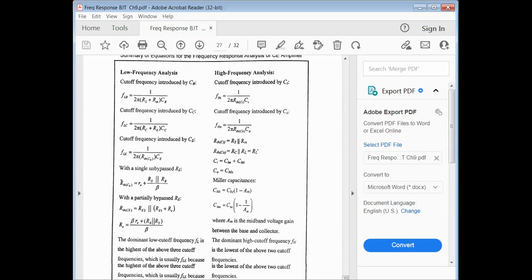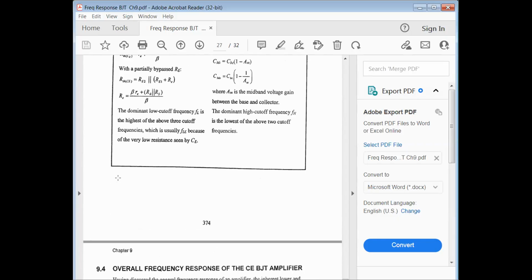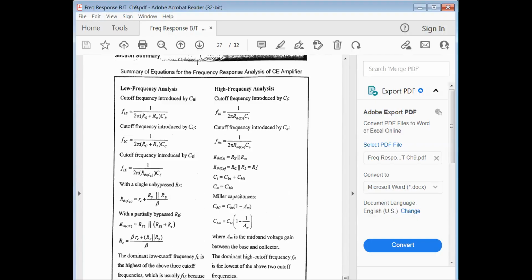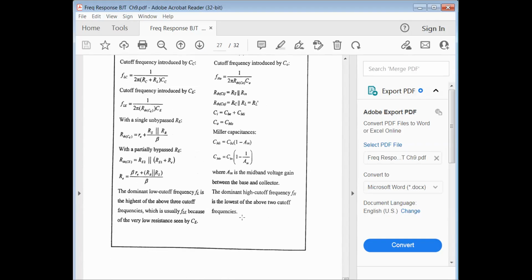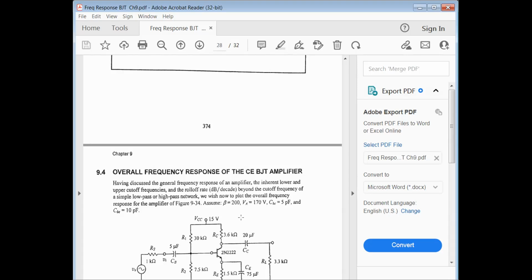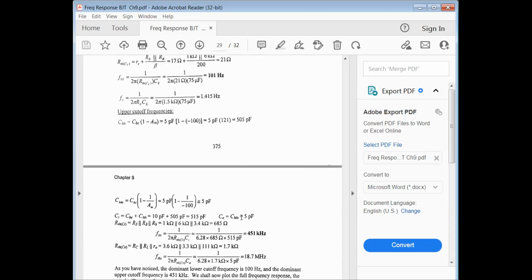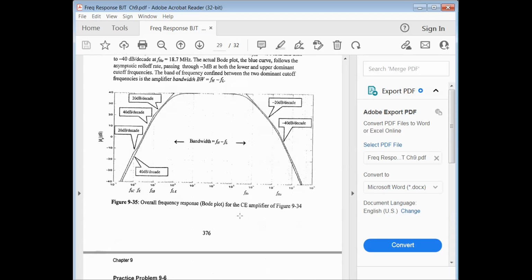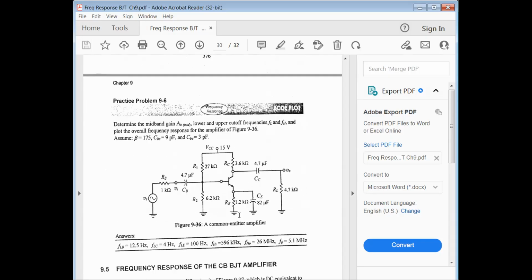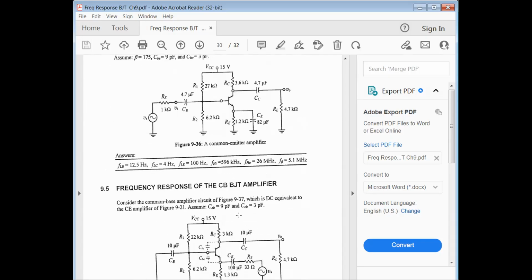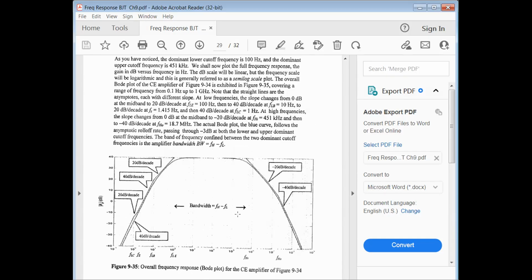And also in this reading material I gave you, page 374, these are all of the equations that you'll need to do your low frequency analysis and your high frequency analysis. However, if you don't know what they mean, that means you need to do some reading. And see, overall frequency response. See if there's something else I want to cover here. Yep, there's something else I want to cover here.